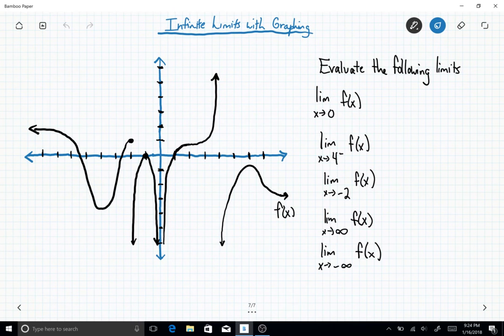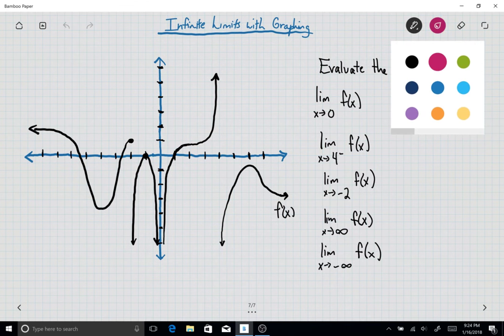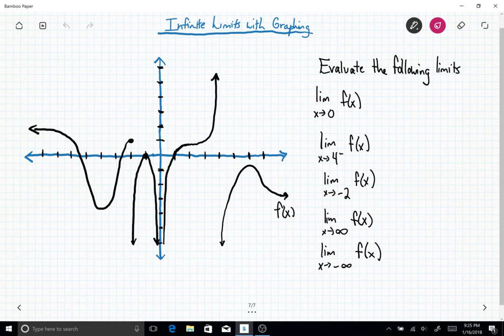So last one here, infinite limits with graphing. All right, how do we handle these things? Let me bring in a new color here. Evaluate the following limits. The limit as x approaches 0. So notice, in this case, as x approaches 0 from the left, we're going down, down, down forever and ever. So it seems like the y value is approaching further and further down towards negative infinity. Same thing is happening from the right hand side. You're going down, down, down towards negative infinity. So the limit as x approaches 0 of f of x is negative infinity.